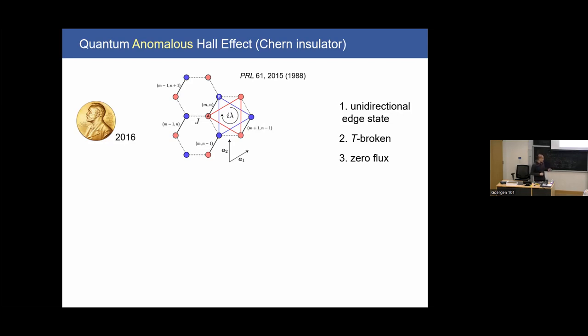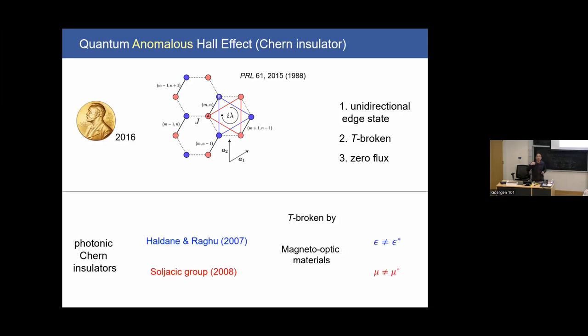Okay. So people quickly realized that although the Chern insulator was first proposed as a concept in electronics, it can also be extended to any kind of wave system there is, for example, electromagnetic waves or photonics. So actually, these were the first proposals of a photonic version of the Chern insulator. If you look into the details, you see that both of them break time reversal symmetry, but there is a slight difference where the first proposal breaks it via the gyroelectric response, via the permittivity of the material epsilon, while the second proposal breaks it via the gyromagnetic response, via the permeability of the material mu.